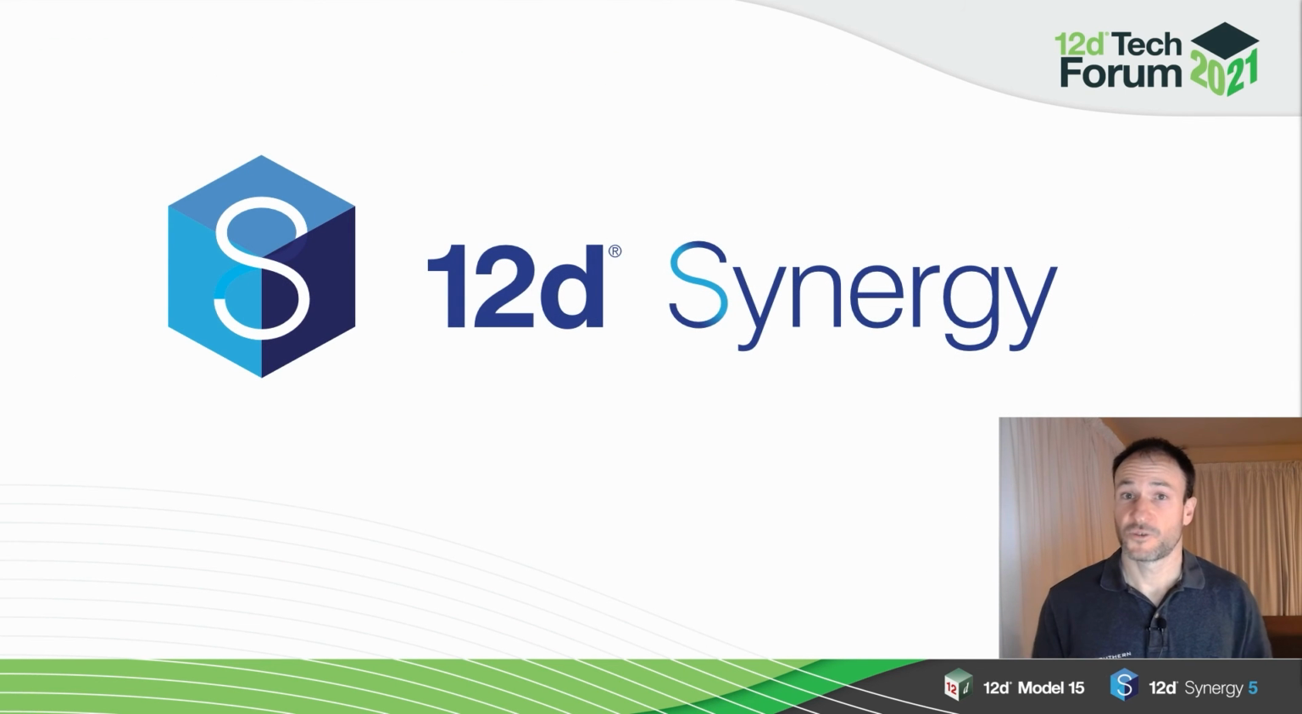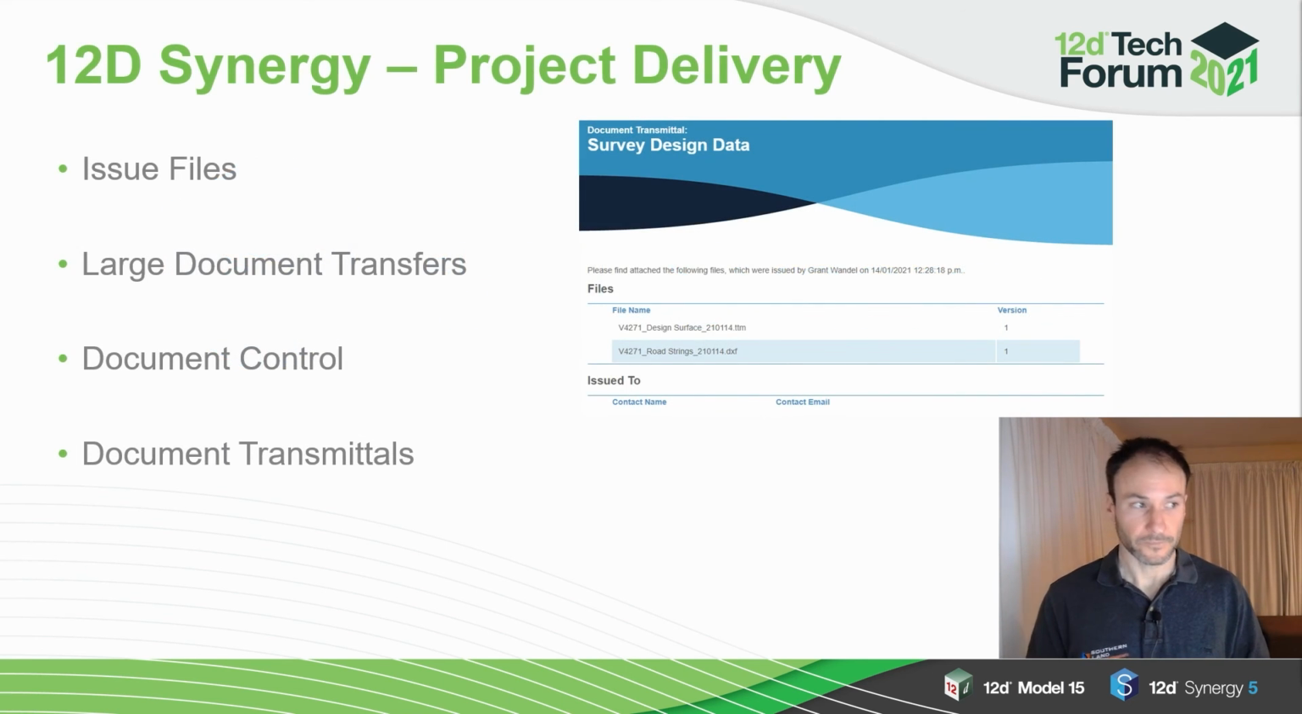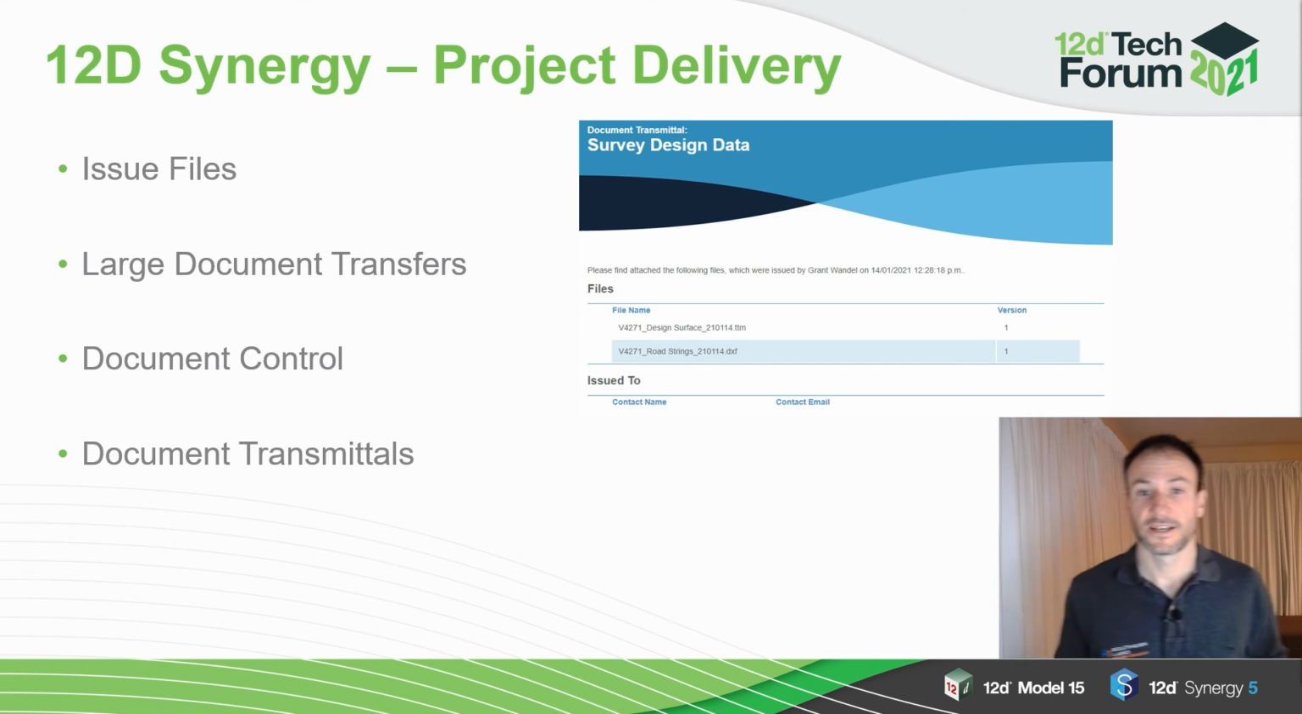So that's it in the 12D model project. Moving on to synergy. How do you deliver this amount of data to the right people? How do you keep track of it? That all happens back in 12D synergy. For project delivery, we use issue files. It's great for large document transfers. It automatically keeps track of your document control, giving document transmittals such as the one on screen.